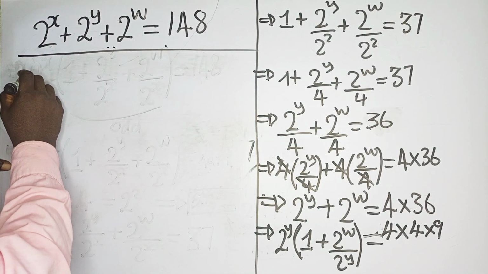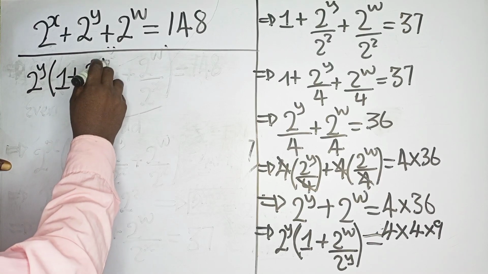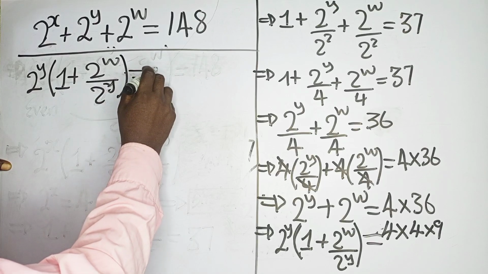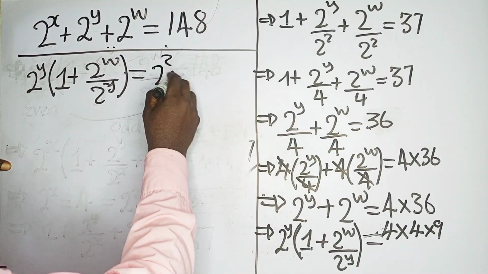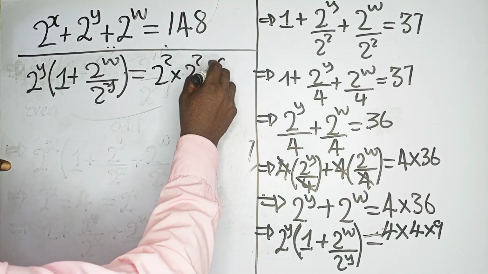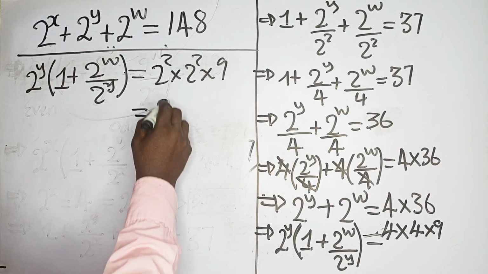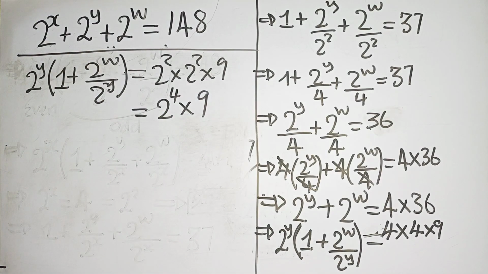So we are saying 2 to the y into 1 plus 2 to the w all over 2 to the y. All of that is equal to 4 is 2 squared times 2 squared times 9. This gives us 2 to the power 4. 2 to the power 4 times 9. Okay.